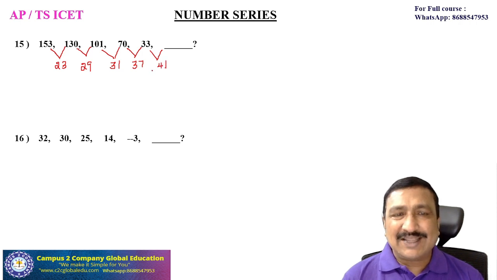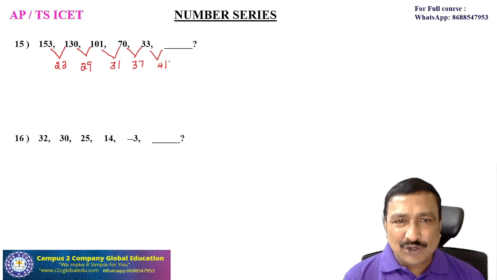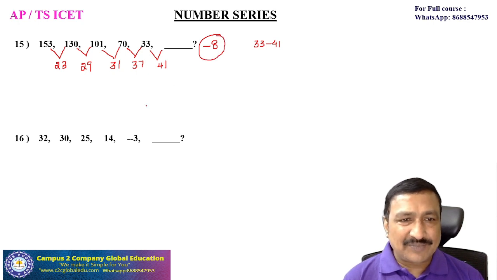Okay now friends, 39 is not a prime number. So 38 is not a prime number, 40 is not a prime number, so 41 is a prime number. So we have to subtract 33 minus 41. So 33 minus 41 is equal to how much will come, friends? So we have to do 33 minus 41, which is equal to minus 8. So the answer in this question is minus 8, friends.